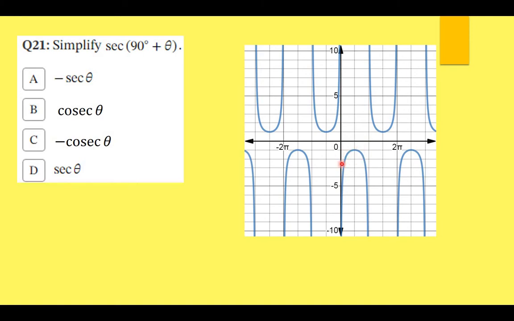Right, let's have a look here. We can see that we've got negative values between 0 and pi, or 0 and 180. But cosec itself is usually positive there because sine's positive there. So that tells us we must have negative cosec.